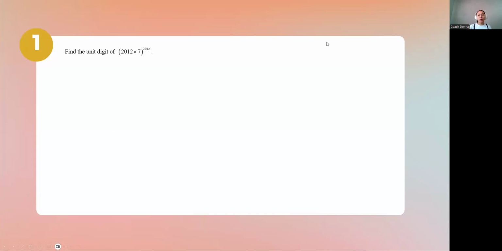Let's have number one. So we have a question. Find the unit digit of 2012 multiplied by 7, that is raised to 2012. For questions like this, it's just the unit digit that we're after. So you can basically multiply 2 and 7. 2 times 7 is 14. So the unit digit is 4. It's only 4 that we're concerned with. Raise that to 2012.